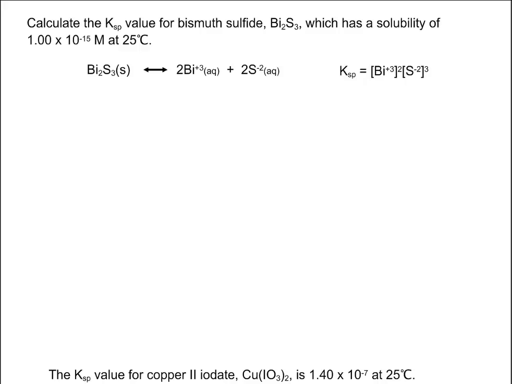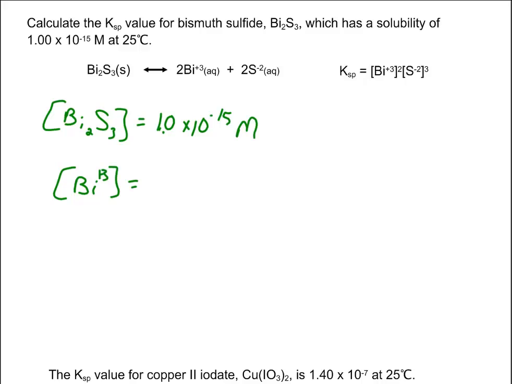So I have 1 times 10 to the negative 15th molar for bismuth sulfide. So in solution, my concentration when I get to equilibrium for bismuth sulfide is going to be 1.0 times 10 to the negative 15. Not very much is going to dissolve. So if that's my concentration of the compound, what is my concentration of bismuth ion? Well, I look at the formula and I say, okay, there's 2 bismuth ions for every 1 bismuth sulfide. So my concentration of bismuth ions is going to be twice my concentration of bismuth sulfide, 2.0 times 10 to the negative 15.